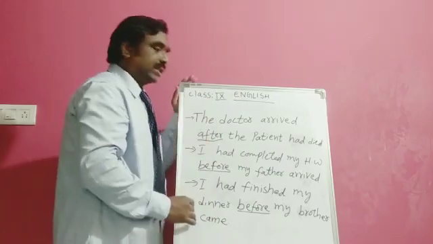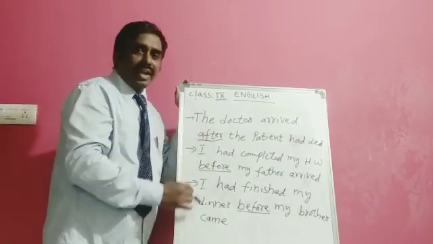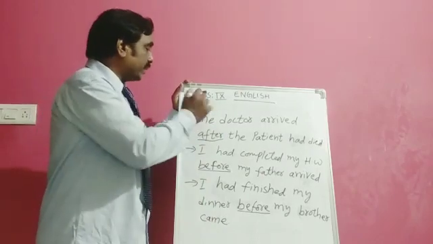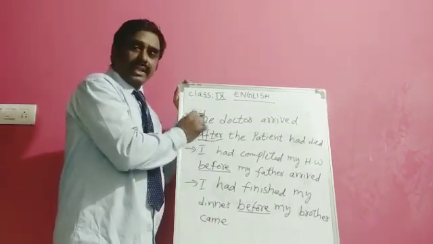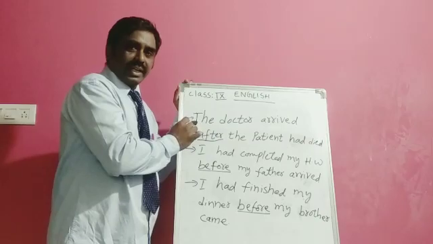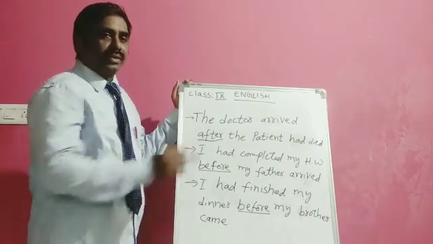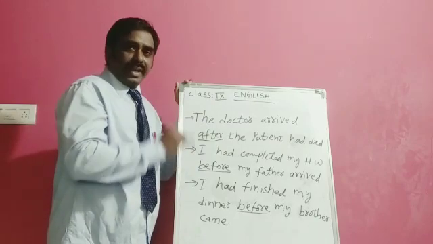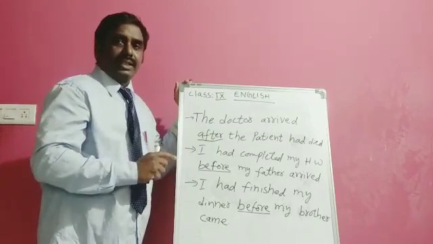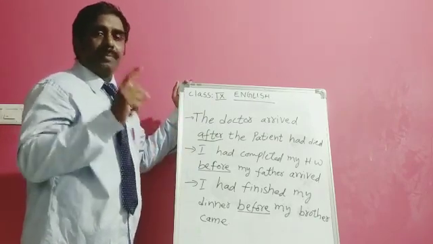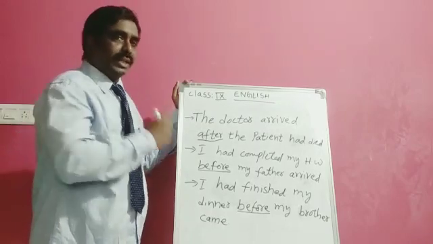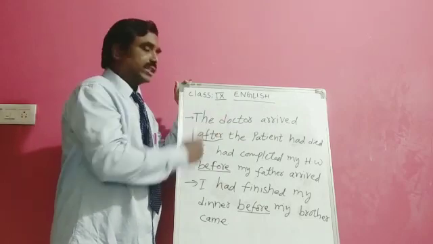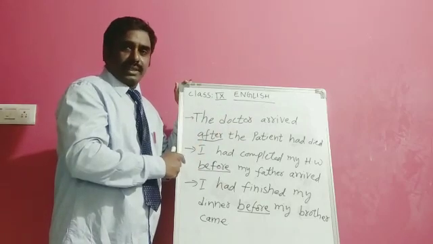So observe these sentences. In every sentence there were two actions, and the first completed action was written in the past perfect tense and the second completed action was written in the simple past. So whenever there are two actions, we must always write the first completed action in the past perfect tense and the second completed action in the simple past tense.